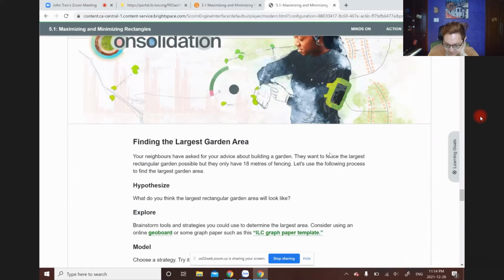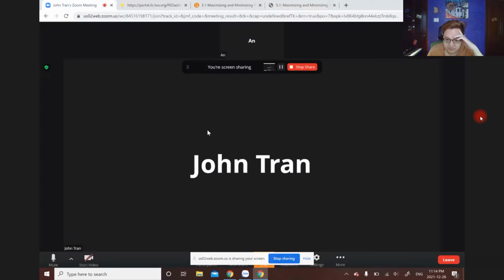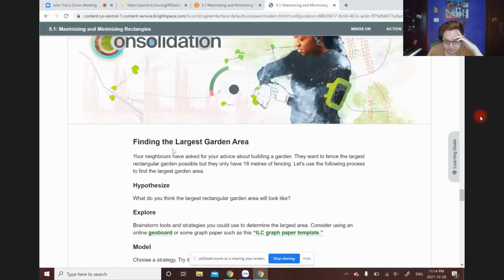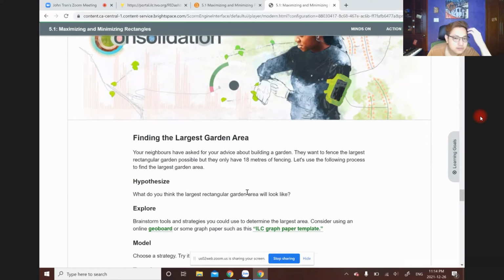Finding the largest area. They have asked for your advice about building a garden. They want to fence the largest rectangular garden possible, but they only have 18 meters of fencing. So that is the perimeter because you fence around the perimeter, right? Yeah. So 18 meters of fencing is the perimeter. Hypothesize. What do you think the largest rectangular garden area will look like?